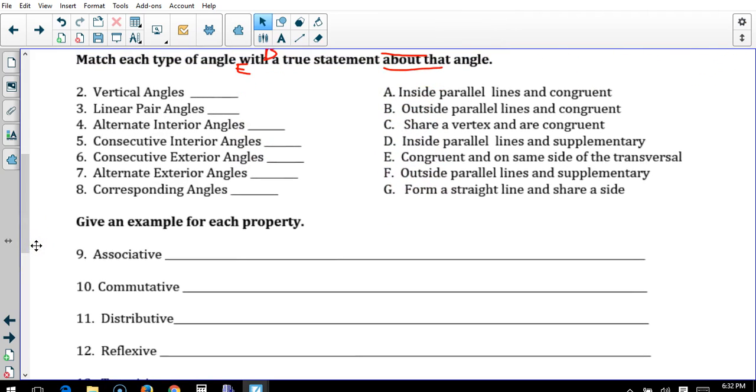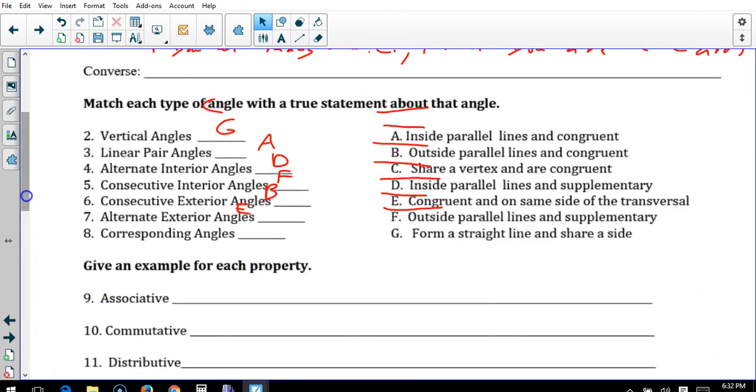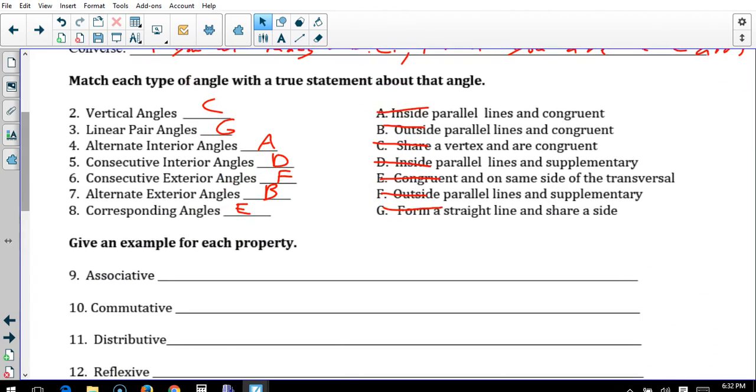And do it again. Oh, what's wrong with this board? Sorry.